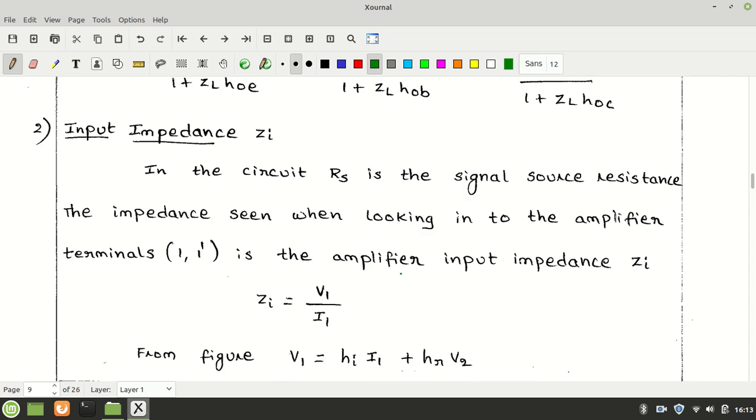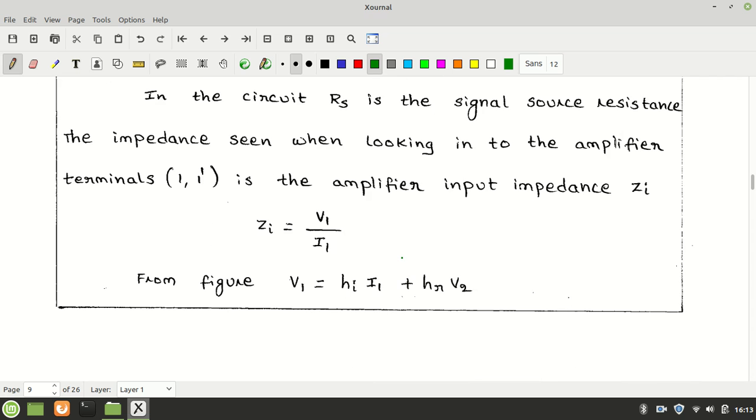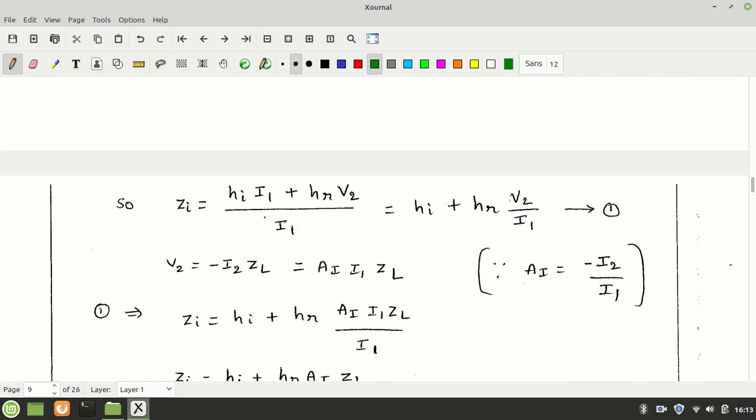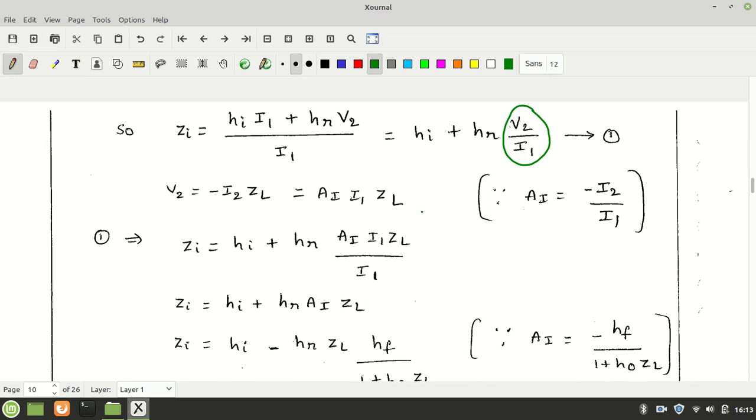And next, the input impedance. What is the input impedance? Input impedance means net input voltage by net input current, so V1 by I1. Now V1 you can find from the above figure, that is the KVL equation, this one. So Z1 is this, so I1. Now you have to find only this thing, V2 by I1. The process is the same. From the expression of V2 you can find simply V2 by I1 is equal to AI into ZL.